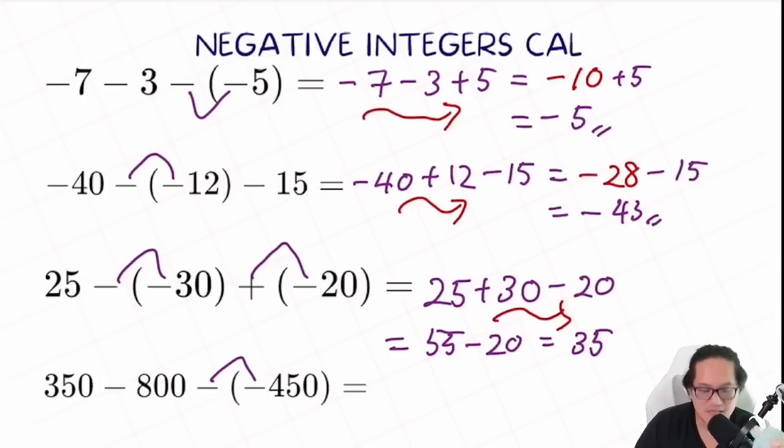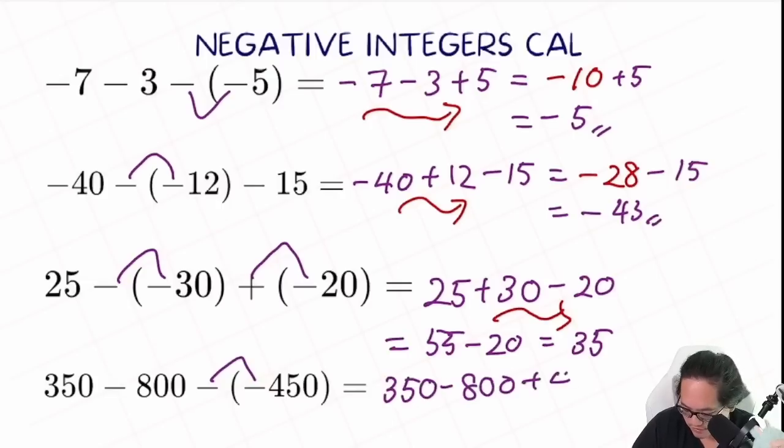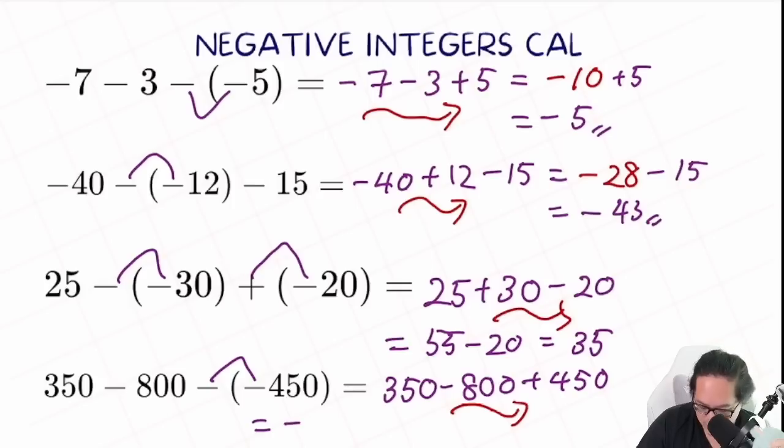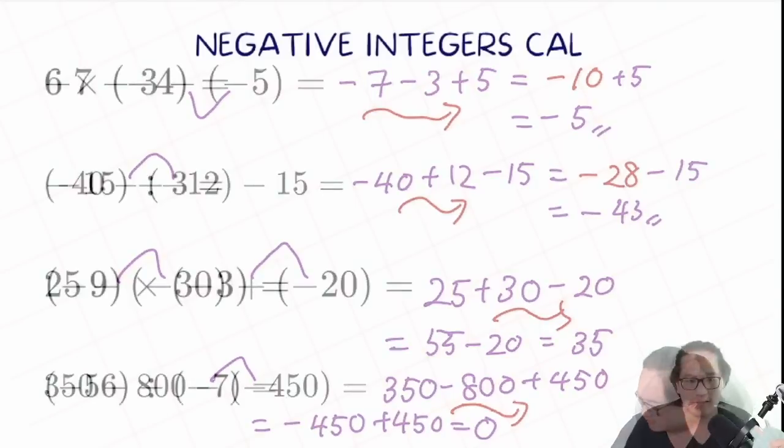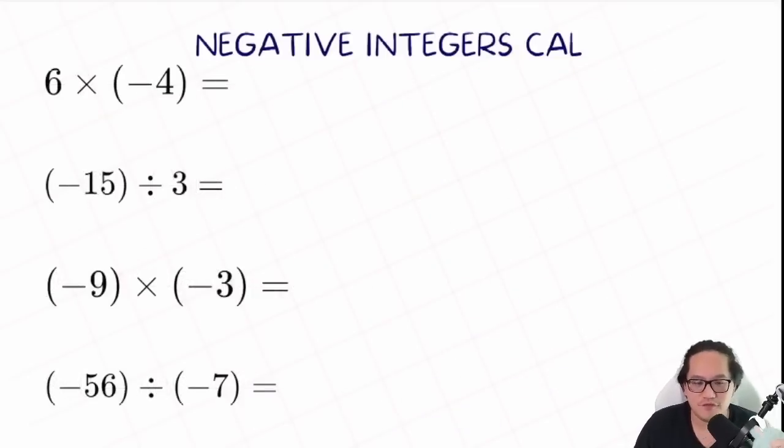Again, change the sign, right? Since these two negative parts are next to each other, the equation will become 350 minus 800 plus 450. Again, PEMDAS rule, working from left to right. So what did we get? 350 minus 800 is equal to negative 450, right? And then plus 450 equals 0. So we finished a lot of practice with adding or subtracting negative integers.